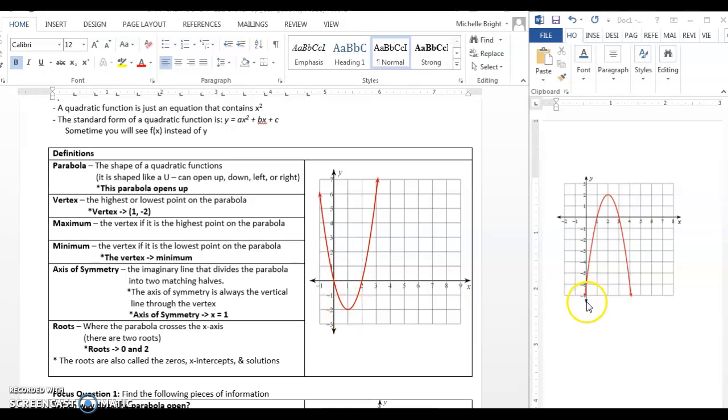So for this one though, remember these are going to keep going forever, right? So what I'm looking for is where does my parabola turn? Oh, it starts to turn right here. So my vertex for this would be at 2, 2.